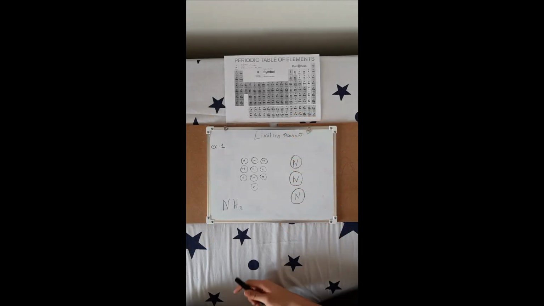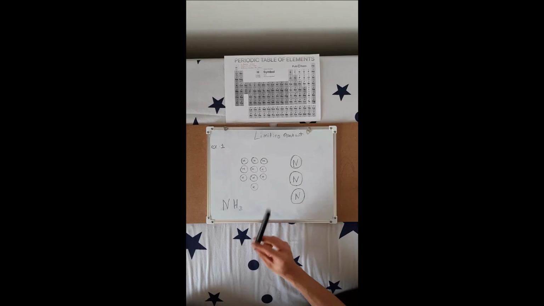Good morning. Today we're going to discuss the limiting reactant. First of all, what's the definition of the limiting reactant? It's the reactant which is completely consumed during the chemical reaction. I mean, the reactant which runs out from the equation first is called the limiting reactant. And what remains is called the excess reactant.